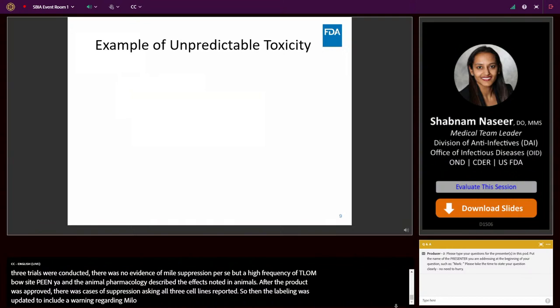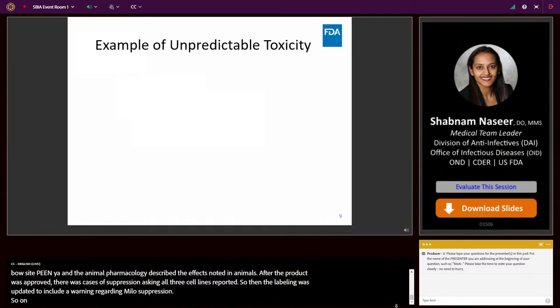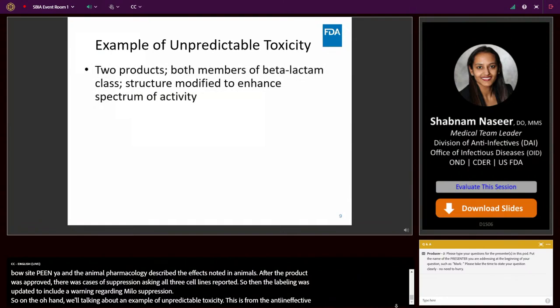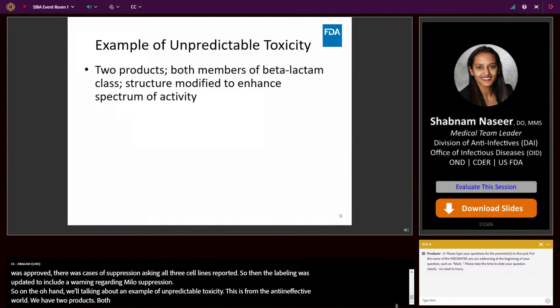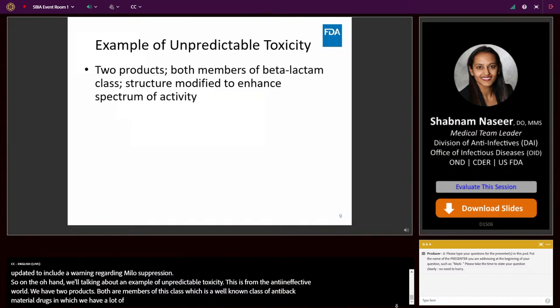So on the other hand, we'll now talk about an example of unpredictable toxicity. And again, this is also from the anti-infective world, since I have most experience with that. So we had 2 products, both were members of the beta-lactam class, which is a very well-known class of antibacterial drugs, for which we have a lot of experience in humans. The structure of these beta-lactams, however, was modified to enhance the spectrum of activity.